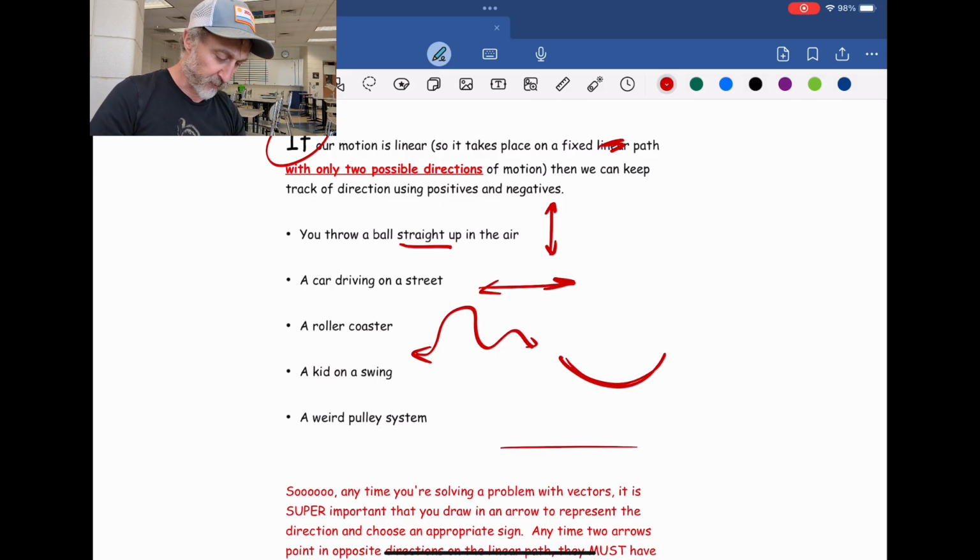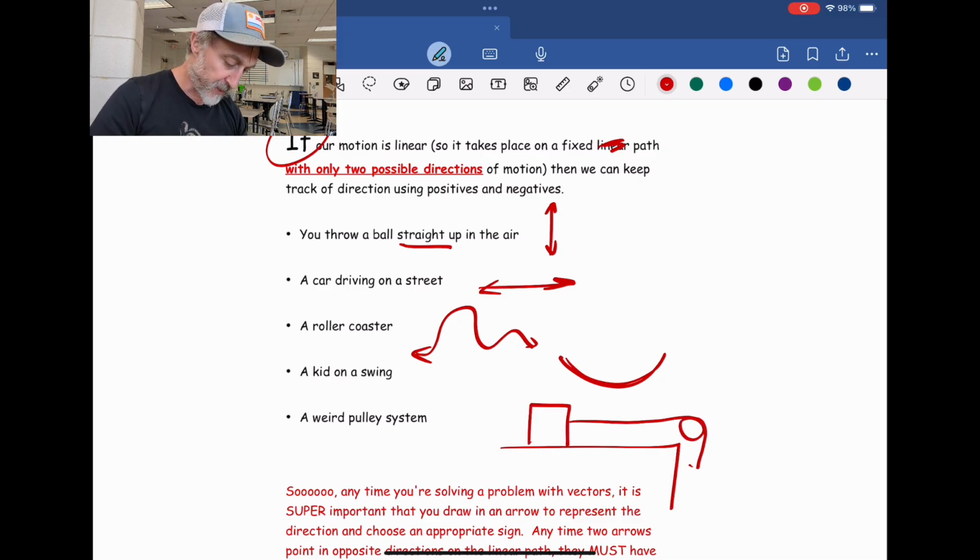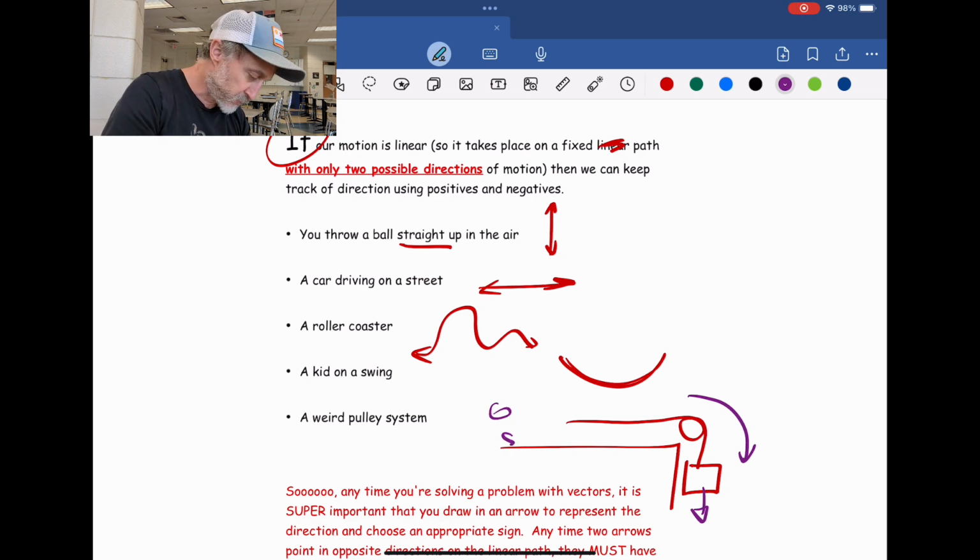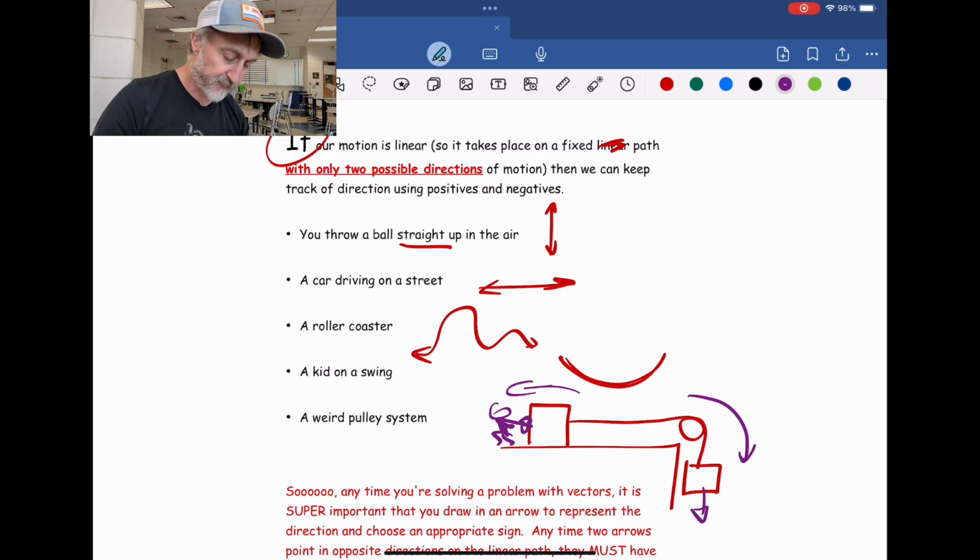A weird pulley system: maybe you've got a box tied to a rope that goes around a pulley, and then there's another box hanging there. So the system can either go this way, because gravity pulls this down, or maybe Roy is over here pulling this way. So the system can either go forwards and down or backwards and up, 2 possible directions.